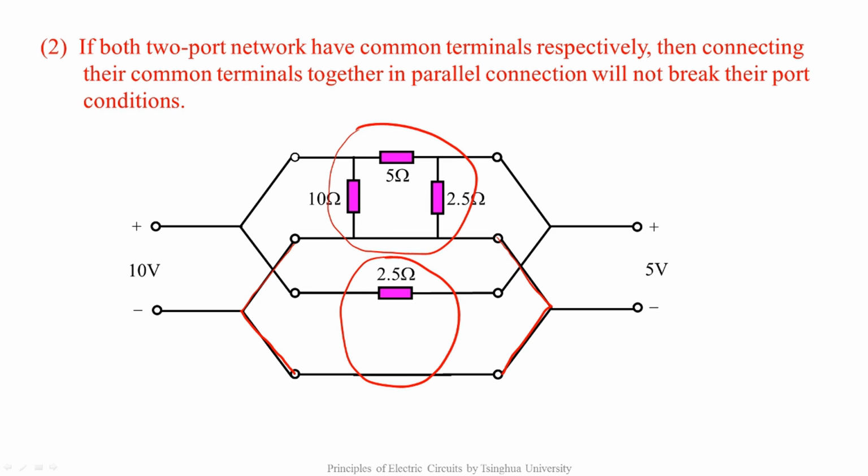This connection is called the standard parallel connection. If you want to find the G parameters of a composite two-port network by connecting two-ports in parallel later, you should check whether the parallel connection will break their port conditions.